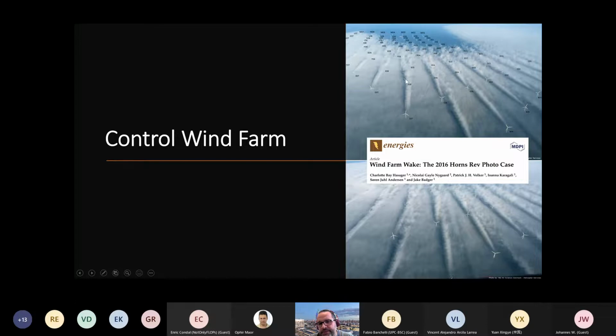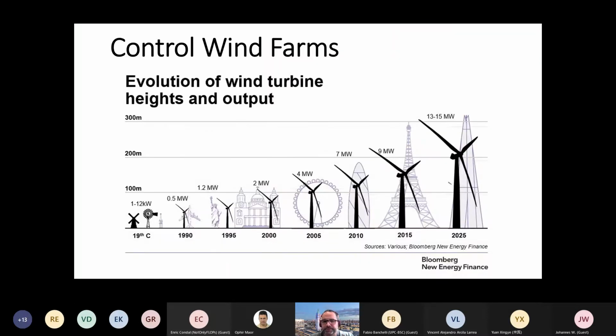And unfortunately, wind turbines are designed for a clean incoming airflow. So this one and this one are going to produce a lot of power. This one and all the ones that are in the turbulent flow are not going to produce as much power as expected. So it's important to understand how wind farms are operating.